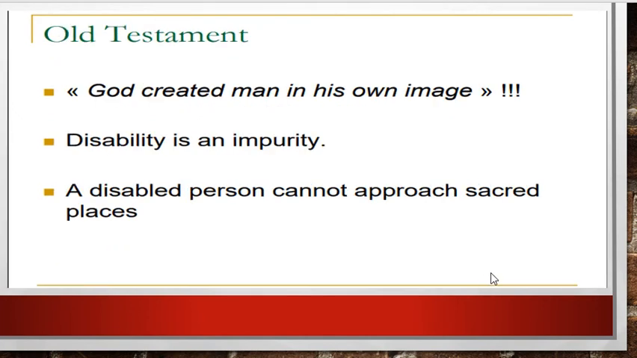According to the Old Testament, this is also one of the big disputes, because it is said that God created man in His own image. Ibig sabihin, God created man perfectly. There would be no disability or impurities. So if you have a disability, you cannot go to places like the synagogue, yung mga churches, or even the king's palace. You are hidden because you bring shame to your family.